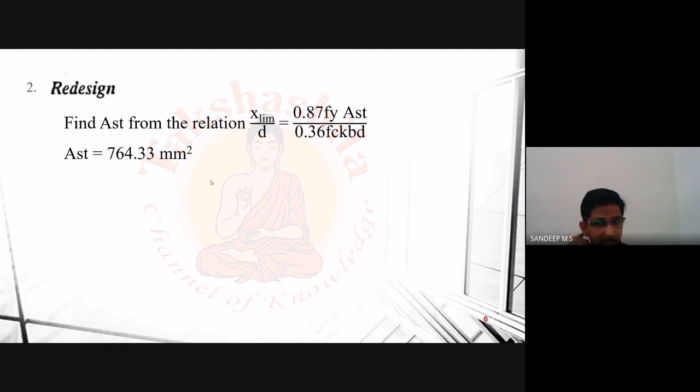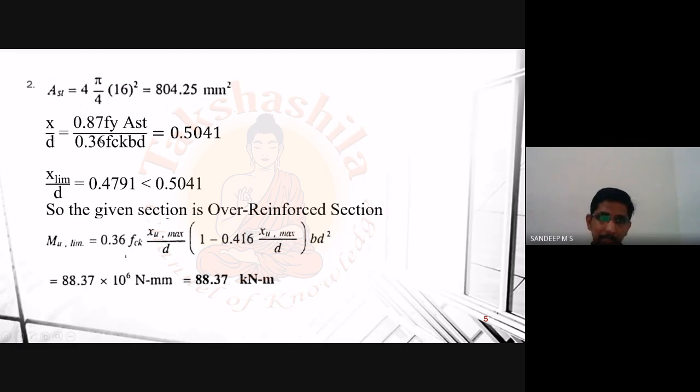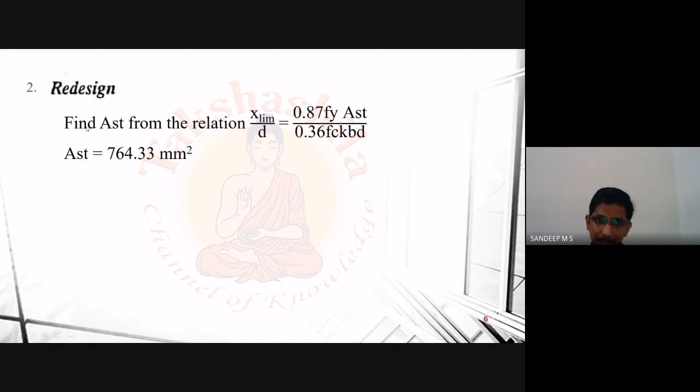Is it clear? Is the procedure clear on how to analyze a balanced section, or an over reinforced section? So basically, the initial steps were the same. We just calculated the actual neutral axis depth, then compared with the limiting value, and we observed that it is an over reinforced section. So we have to restrict the maximum capacity of the given section to that of a balanced section. So we used the equation corresponding to a balanced section and found out the value of moment of resistance. And then what we have done is we have recalculated the value of Ast using the expression for balanced section. So that is what you should do when you have an over reinforced section.